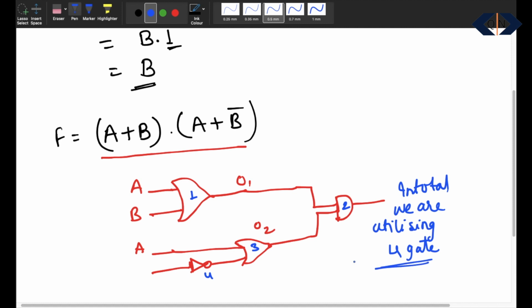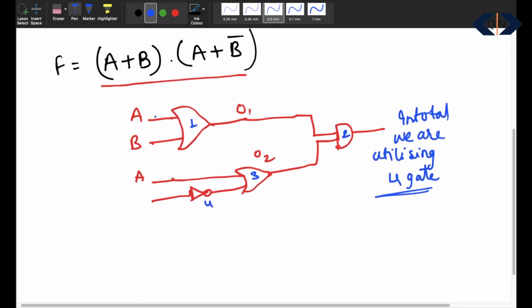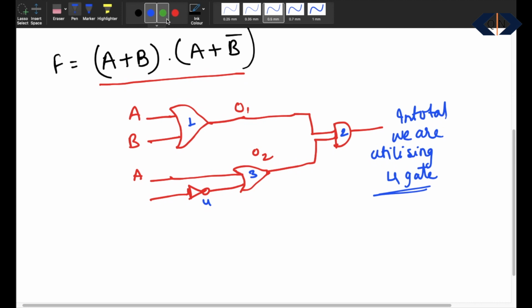So can we reduce the gates? Can we make a circuit that uses as few gates as possible, because in the real world each gate costs us some dollars. So let's see how we can do that.